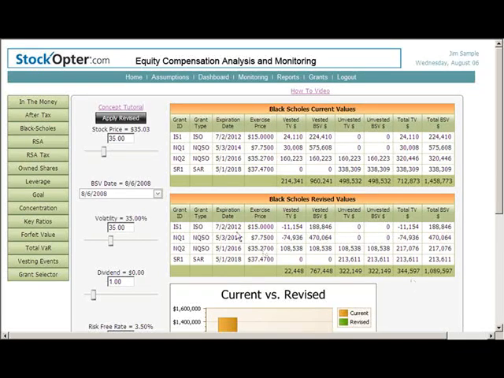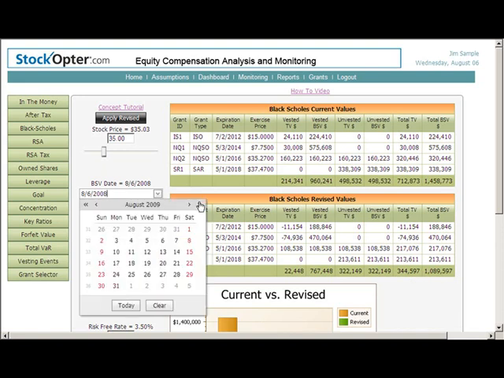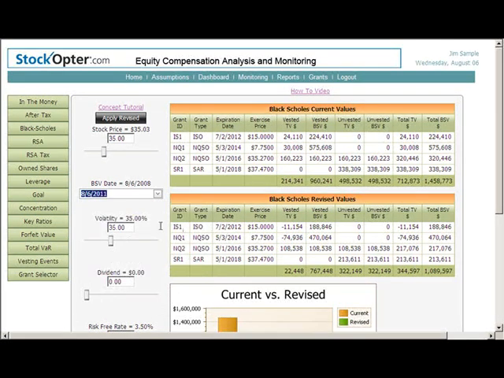We can also modify the Black Scholes value date assumption to simulate a reduction in the time until expiration, such as in the case of a planned retirement. For example, if we reset the dividend to 0 and advance the Black Scholes value date 3 years, there is a reduction in time value by nearly $170,000.